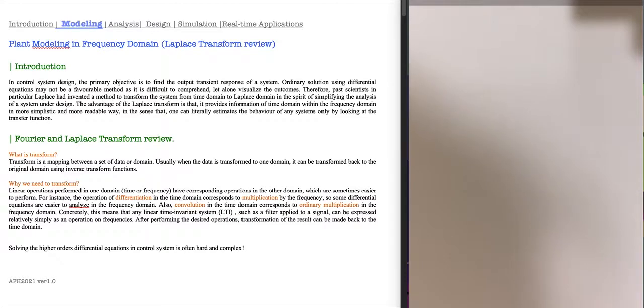And today's lecture will be focusing on plant modeling in frequency domain.